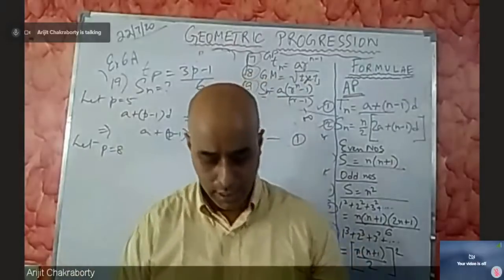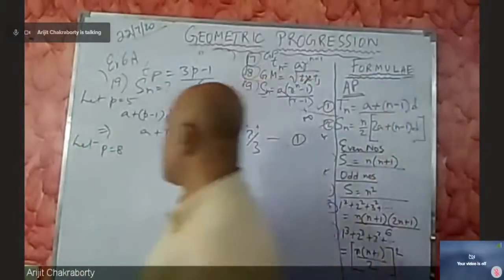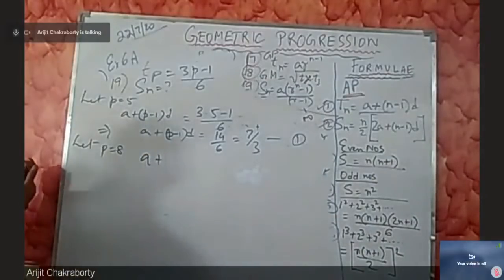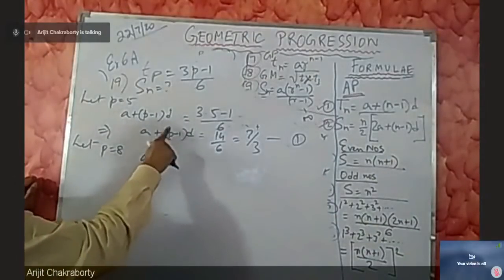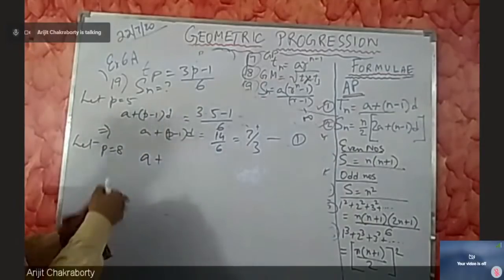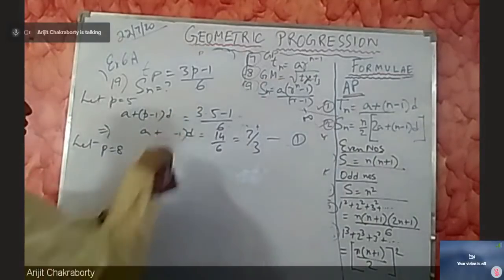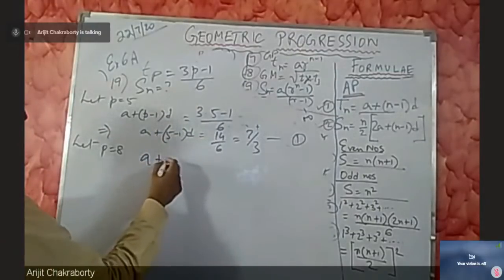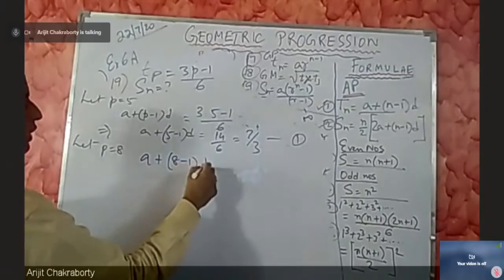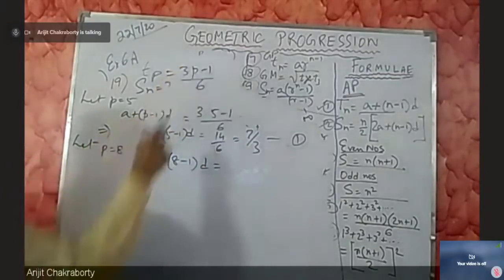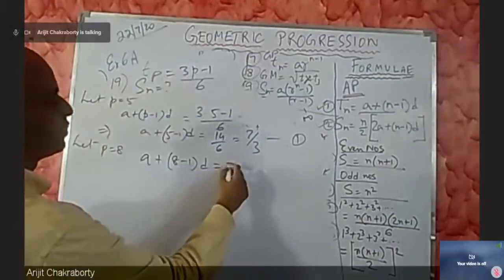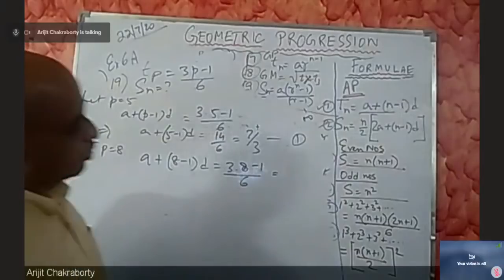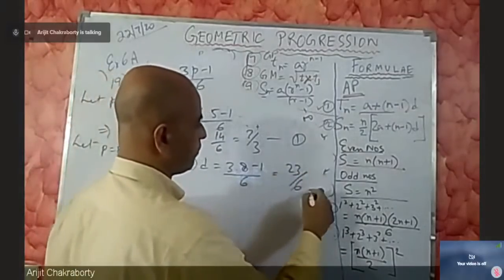Okay, as simple as that. So, let's solve it and see. For p equal to 8, it will be a plus, here instead of p I will write 5 because this was 5. So I will write 5 minus 1 into d. Here for p equal to 8, I will write a plus 8 minus 1 into d. This will be equal to, I will put 8 here, so 3 into 8 minus 1 by 6, that is 23 by 6.